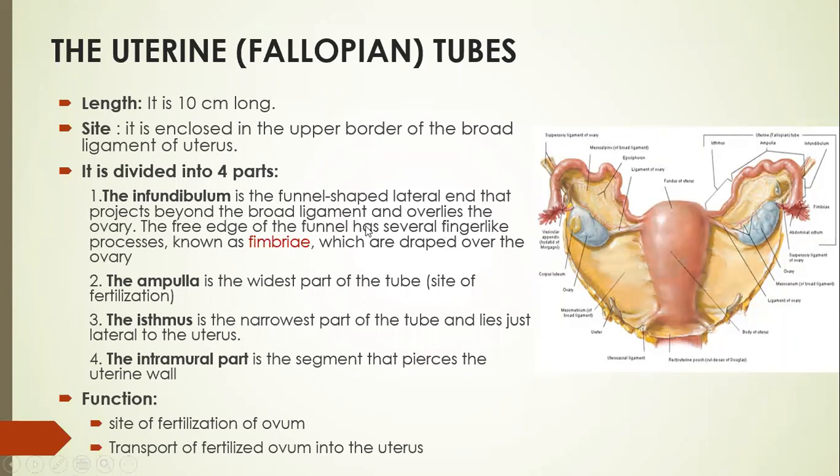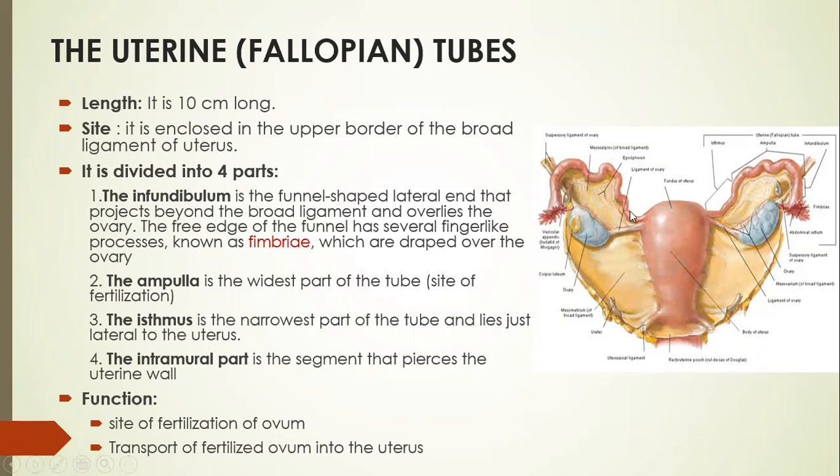The free edge of the funnel has finger-like projections called fimbriae. These are the finger-like projections. When they are multiple, they are called fimbriae. So the finger-like projections from this infundibulum are called fimbriae. Coming to the ampulla, the ampulla is a very important structure. It is the widest part of the tube, and this is the site for fertilization. That's why this ampullary part, which is the most dilated part, is the widest part as well as the site for fertilization.